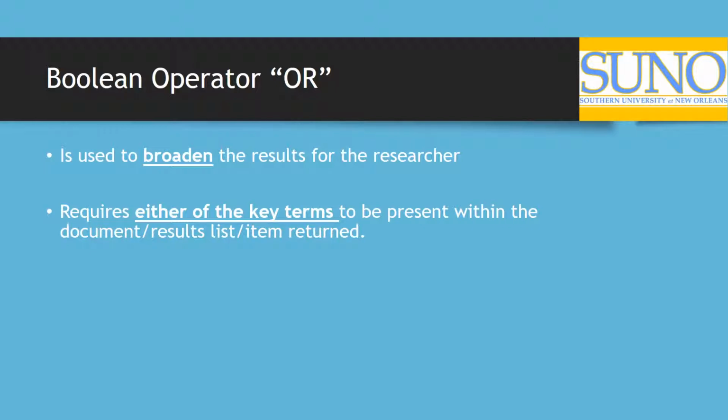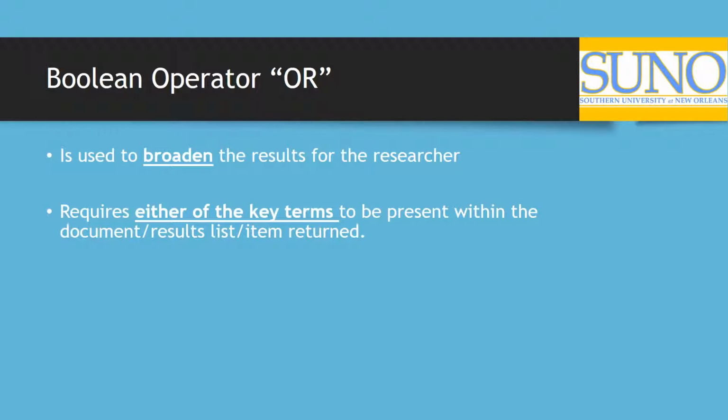OR is definitely going to be used to broaden your results in that, for example, if you were searching for three search terms within a database, if you use the Boolean operator OR as a conjunction between all of your search terms, that means that you are telling the database that either of your search terms can appear in all of the resources or sources that you get back within the database, but not necessarily all three of them.